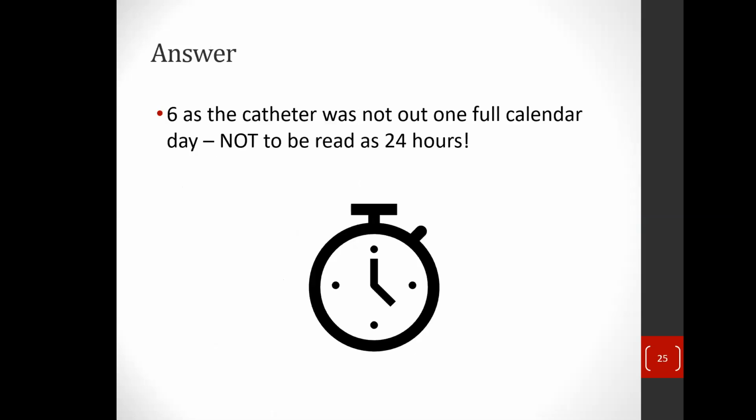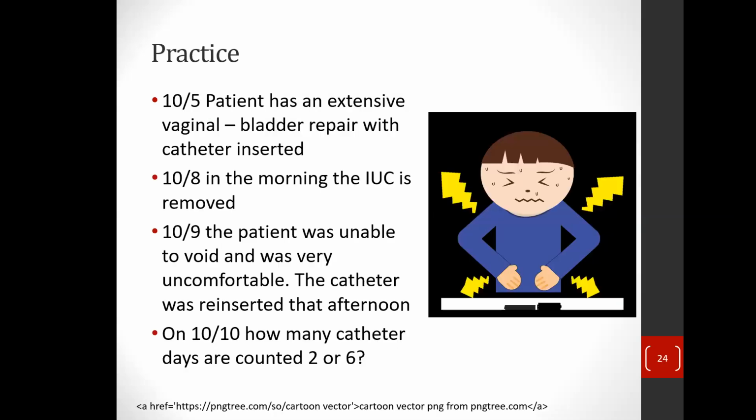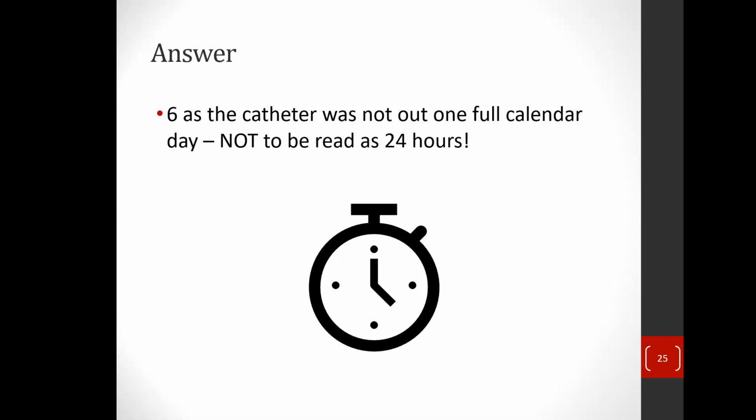Okay, I put up this scenario because 6 is the correct number. The catheter was not out 1 full calendar day. I want to make sure you realize that that is not to be read as 24 hours. In the scenario, it was taken out on 10/8 in the morning, and on 10/9 the catheter was reinserted in the afternoon. That's more than 24 hours, and that's a common mistake that's made. It's full calendar day, not 24 hours.